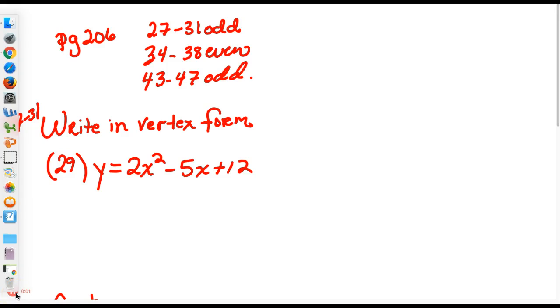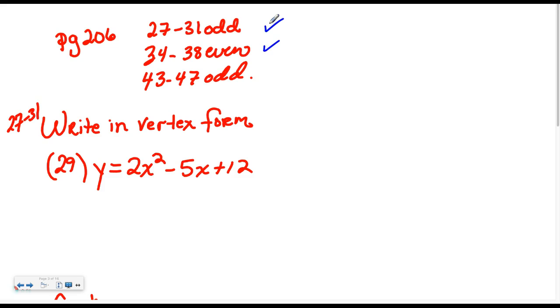Hey guys, this is for homework help on your assignment, page 206, 27 through 31 odd, 34 to 38 even, 43 to 47 odd. And I won't be doing all of them, but I'll do one in this section, one in here, and I believe two in this one. So we'll get a good half of them done total.